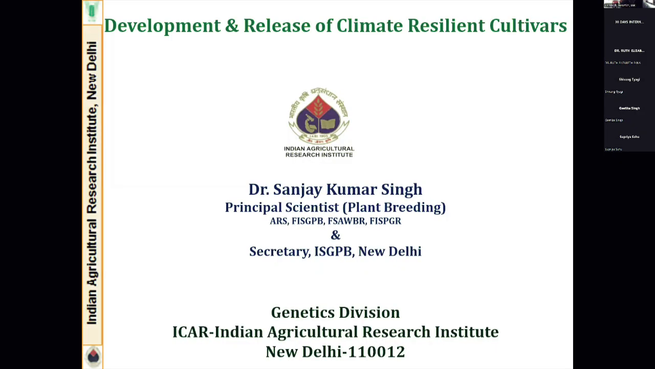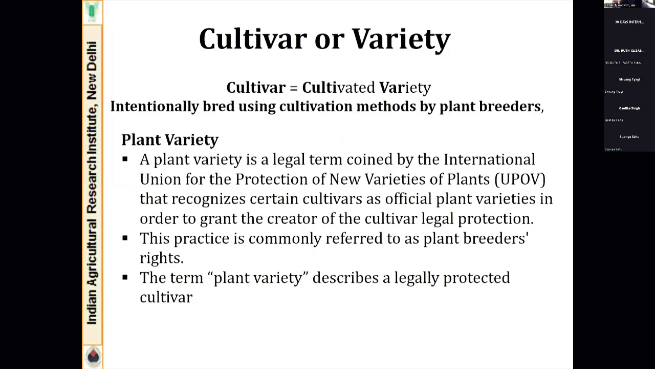Release process. As we know, cultivar or variety is originated from two words: cultivated variety. It is part of cultivated and part of variety. So cultivar means intentionally bred using cultivation methods by plant breeders. The genotype which commences is known as cultivar.